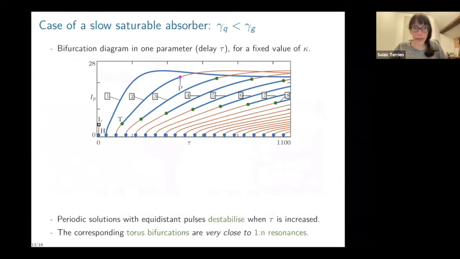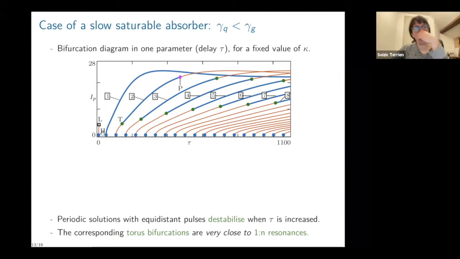We explore the dynamics using a bifurcation analysis in one parameter, which is the delay tau, for a fixed value of the feedback strength kappa. This bifurcation diagram represents the intensity of the pulsing solution, so the maximum of the pulse, with respect to the delay time tau, up to quite a large value of the delay. What we see is that when we start from a small value of the delay and increase it, we encounter successive Hopf bifurcations, represented by blue dots. From these Hopf bifurcations, we have the emergence of periodic pulsing solutions, in red when they are unstable and in blue when they are stable.